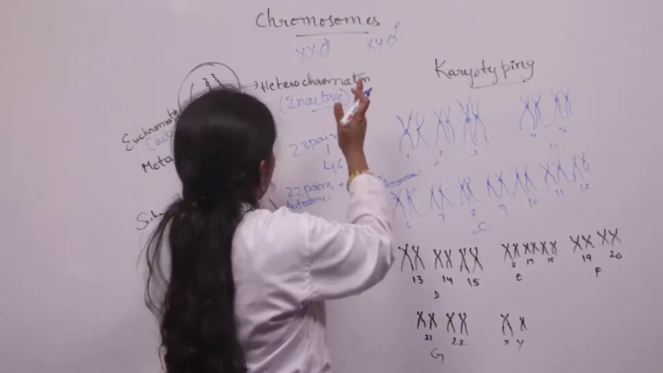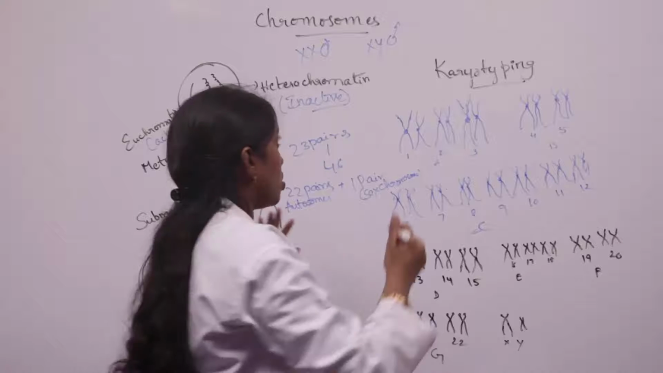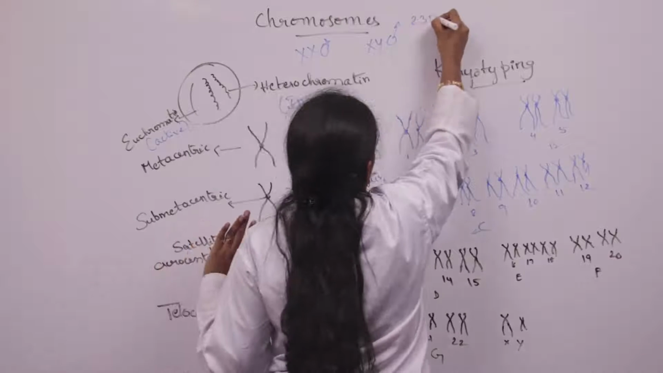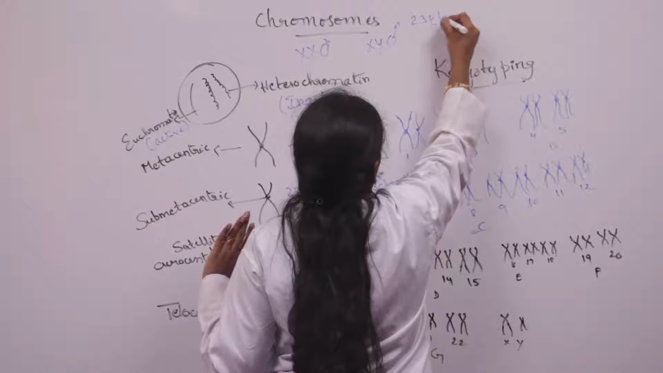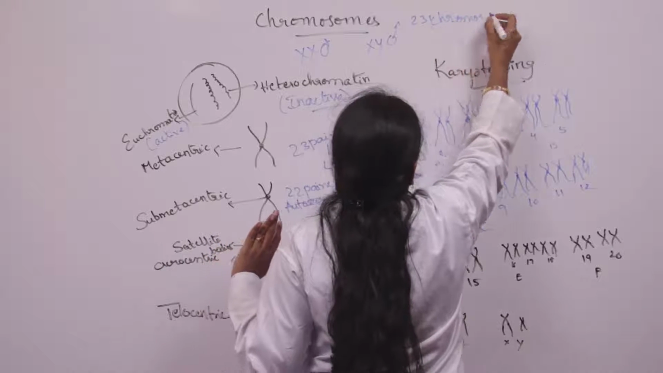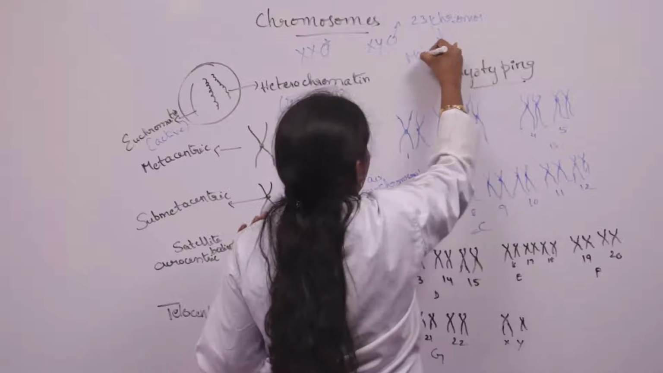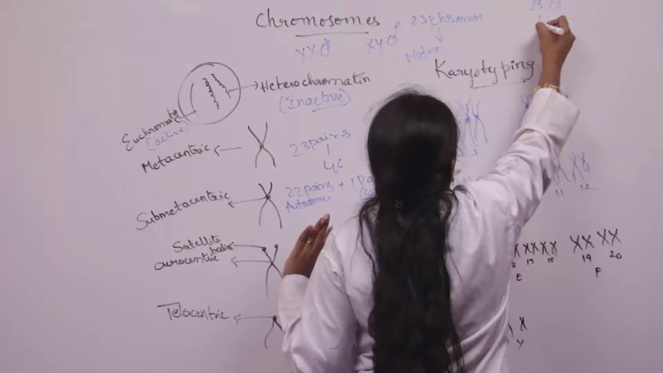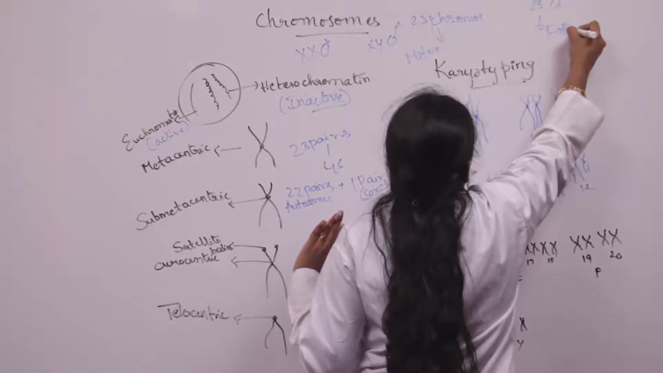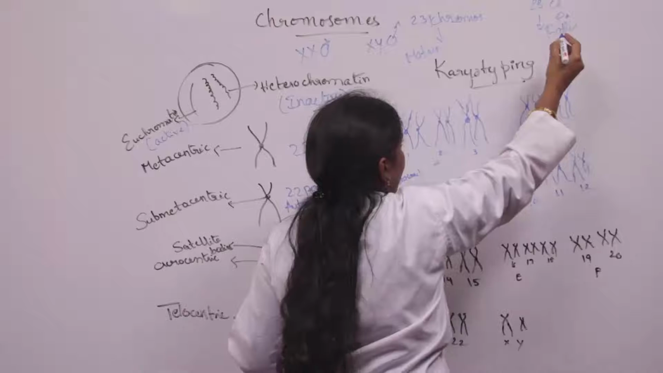Out of these 46 chromosomes, 23 come from the mother. They are maternal in origin. The remaining 23 chromosomes come from the father. They are paternal in origin.